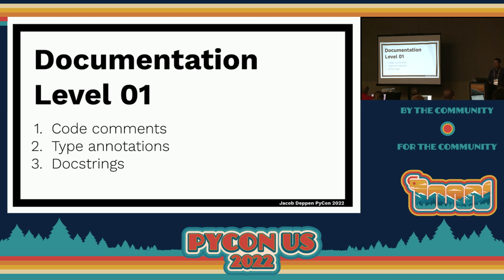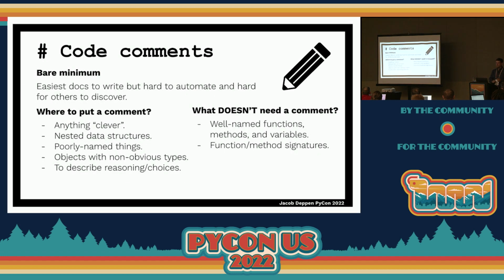So let's work on what I call documentation level 1. This is the kind of bare minimum stuff that we want to be there that you can control pretty easily without any building tools, without any extra stuff. Just regular plain old Python can get you documentation level 1. Things like code comments, type annotations, docstrings. Some people maybe don't think of these as documentation, but, well, docstrings I bet you do. But code comments are a very fundamental form of documentation.